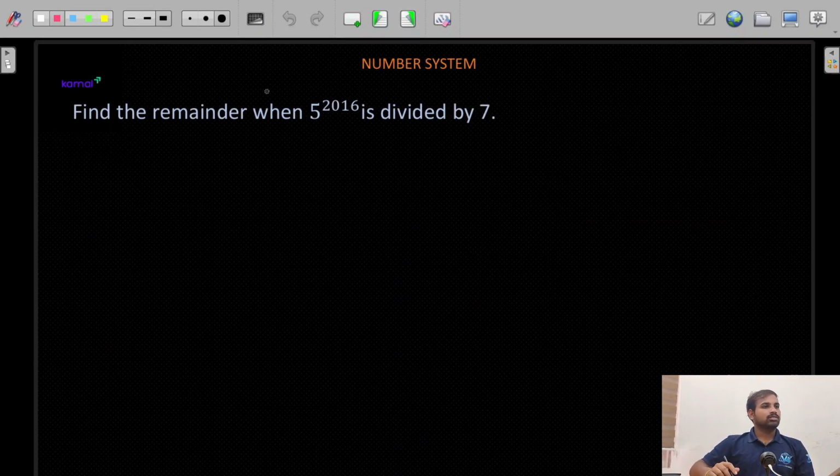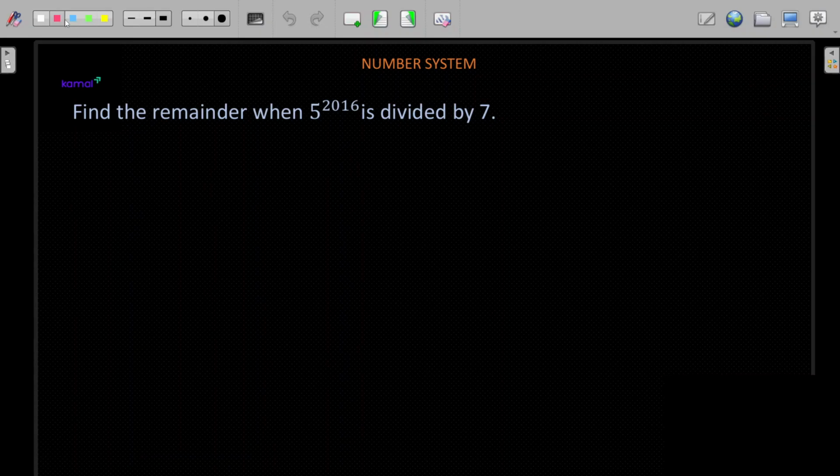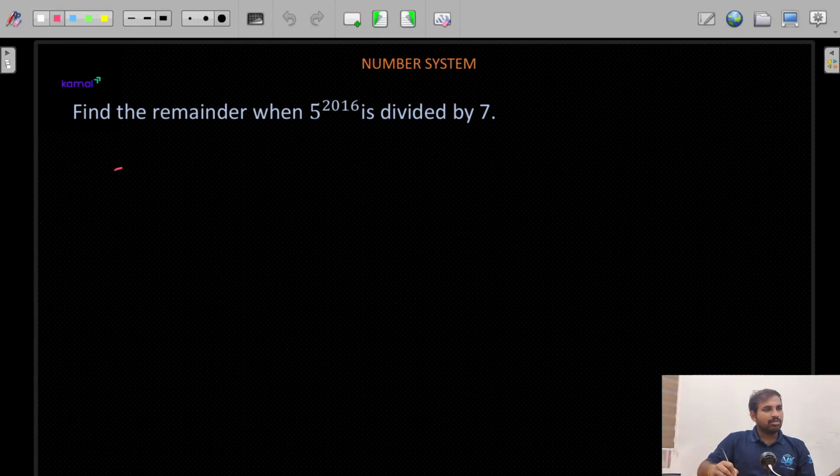Okay. Let's read the question. Find the remainder when 5 power 2016 is divided by 7. Which means basically we have a number 5 raised to the power 2016. We divide this number by 7, what will be my remainder? This is the question now.